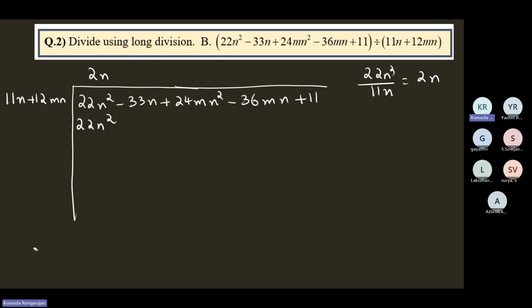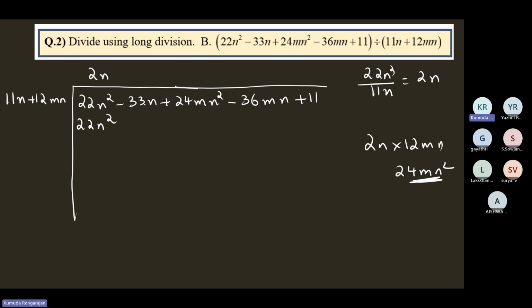Okay. So first 2n into 11n, 22n squared. Then 2n into 12mn, so 24mn square. Now, where do you find this mn square somewhere here in the dividend? Yeah, it's here. So write it below that. In such cases, you will not know how to rearrange, so you just take it as it is. Now, when you multiply 2n with 12mn, the product is 24mn square.